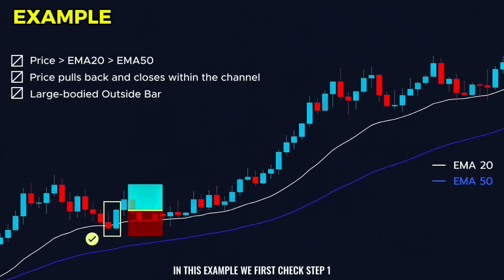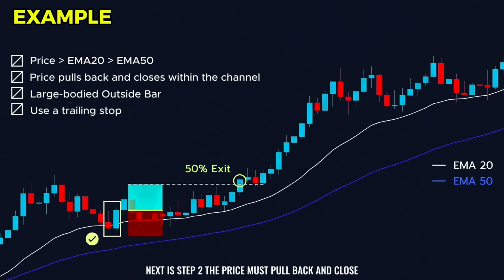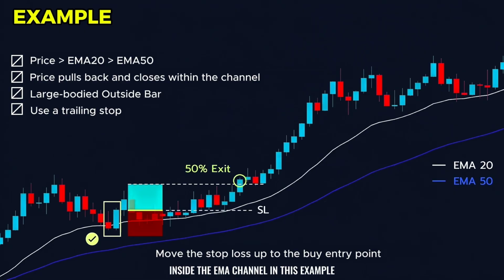In this example, we first check, step 1, the price must be aligned with the EMA lines. The price is above the EMA 20, and the EMA 20 is above the EMA 50, so it meets the first condition. Next is step 2. The price must pull back and close inside the EMA channel. In this example, the very first pullback satisfies this condition perfectly. After that, we wait for an outside bar with a large candle body. The very next candle is indeed an outside bar. It becomes a large bullish candle that closes above the EMA 20. Therefore, this setup meets all of our criteria. We can enter a buy trade immediately.